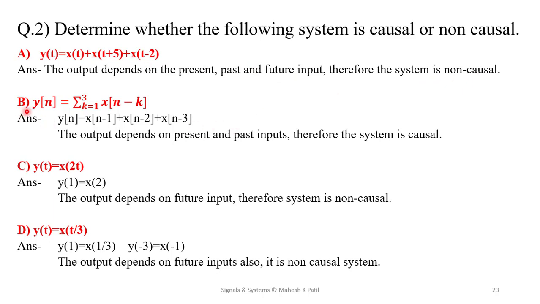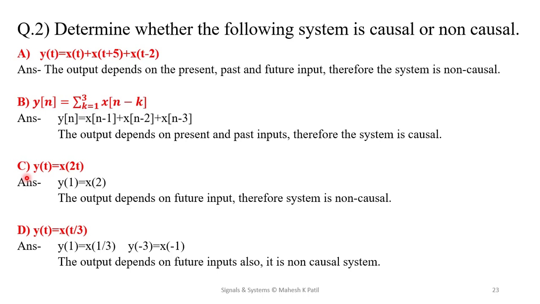Now the second system is y(n) = summation k varies from 1 to 3 of x(n-k). If I simplify this summation, then I will get y(n) = x(n-1) + x(n-2) + x(n-3). By observing this equation, the output depends on the present and past inputs. Therefore the given system is a causal system.